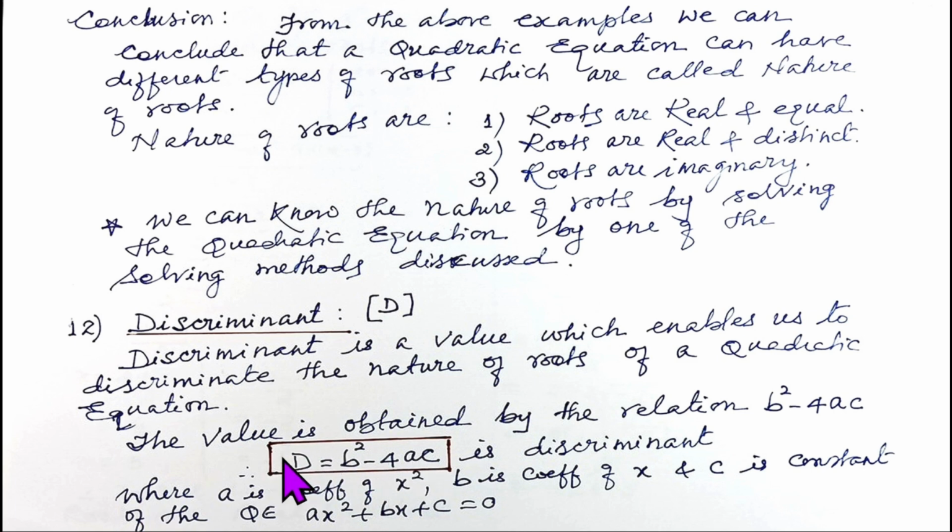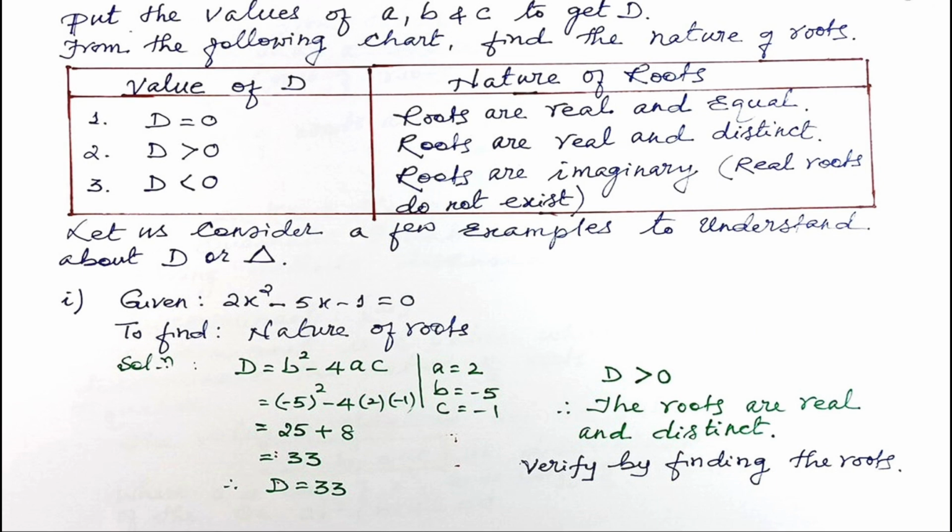So we can find the value of D by substituting the values of a, b, c of the given quadratic equation in this, and we get the value of D. So D is the discriminant, where a is the coefficient of x square, b is the coefficient of x, and c is the constant of the given quadratic equation ax square plus bx plus c equal to 0. So we have to find the value of D first of all. Now after having found the value of D, we can understand the nature of roots.